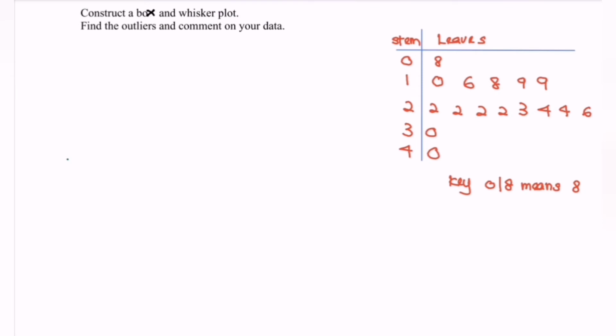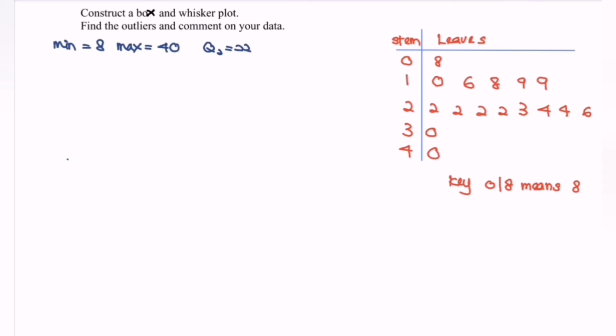Next, what we have to do is to construct a box and whisker plot. So we have to find the 5-number summary, which is the minimum value, which is 8, followed by the maximum value, which is 40, followed by the first quartile, second quartile, and the third quartile. Previously, we already identified the second quartile, which is 22.